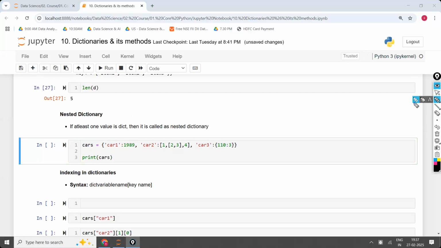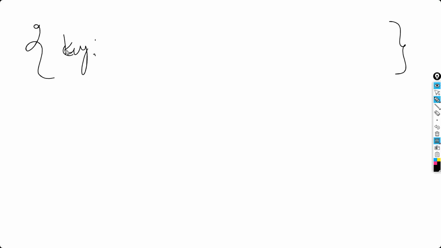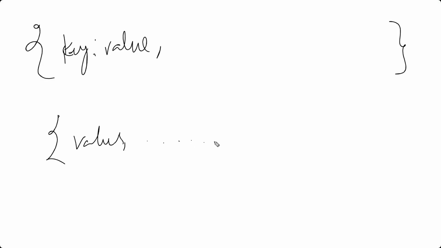Every dictionary, what are the items within the dictionary? Every item within the curly brackets is a key-value pair. Key is mandatory, value is also mandatory. If any one of them is not there, it will throw an error. Either you have to take only values without keys, only value should be there.